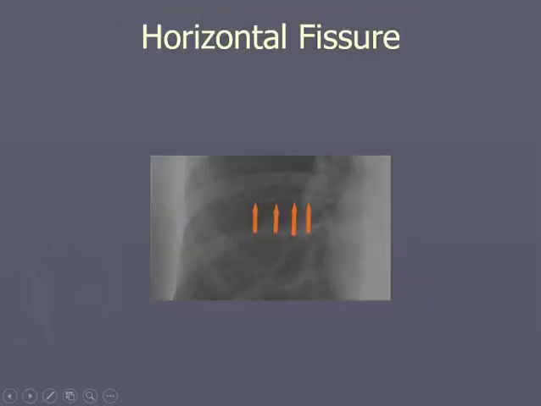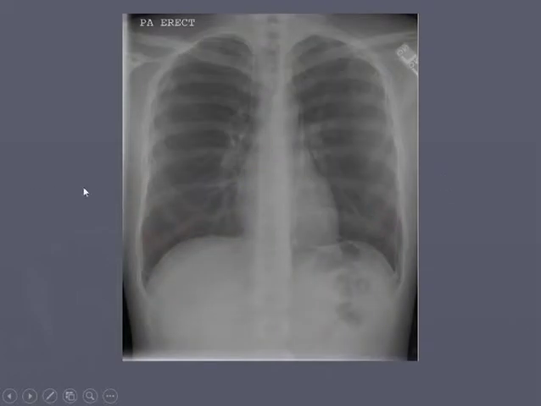The horizontal fissure is basically where the upper and middle lobe of the right lung field are meeting. That's this one right here. That's the horizontal fissure. So we should see the upper lung overlap with the middle lung, and that should make a nice little line right there. That's our horizontal fissure. We looked at that as a landmark to see if the lung tissue itself is being displaced upward or downward.